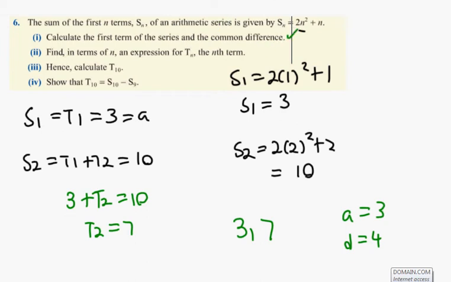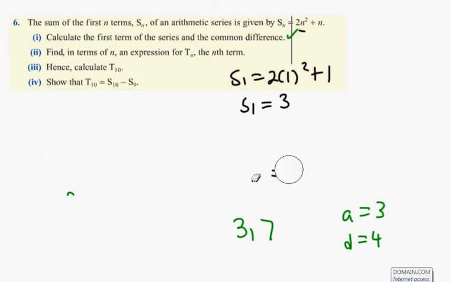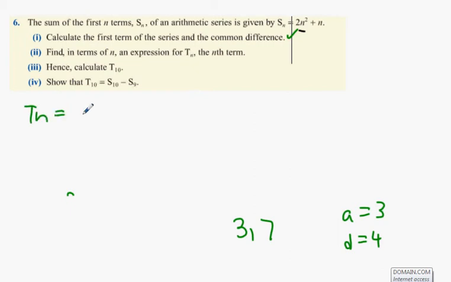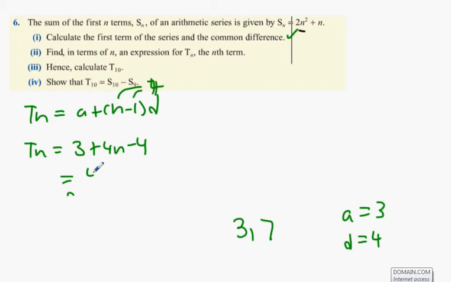Okay, find an expression for Tn. How do you find an expression for Tn? Use the Tn formula, A plus n minus 1 times D. So Tn is going to be A, which is 3, plus n minus 1 times 4 for D. So obviously you multiply by 4, and then after that, Tn equals 4n minus 1.